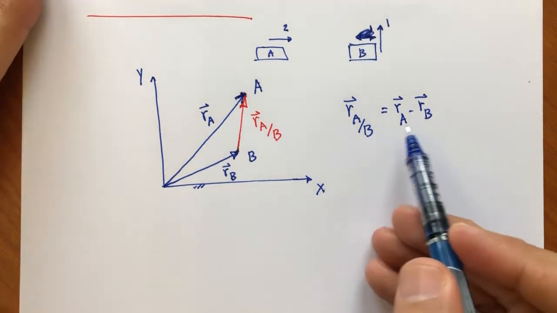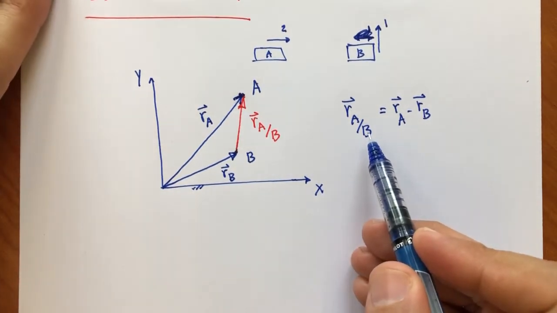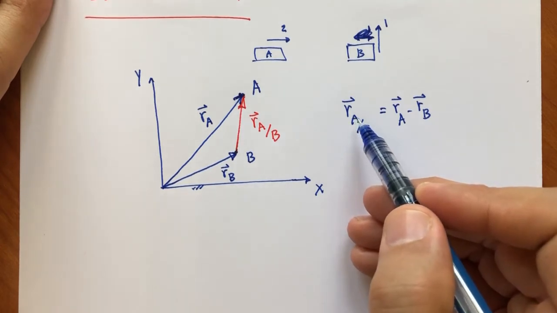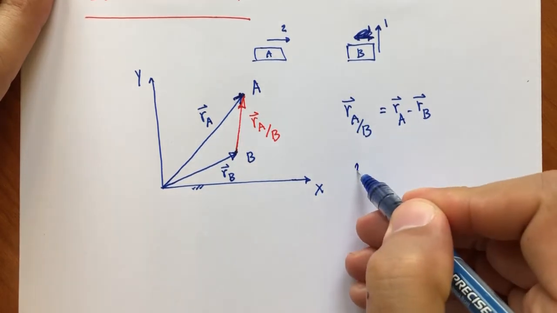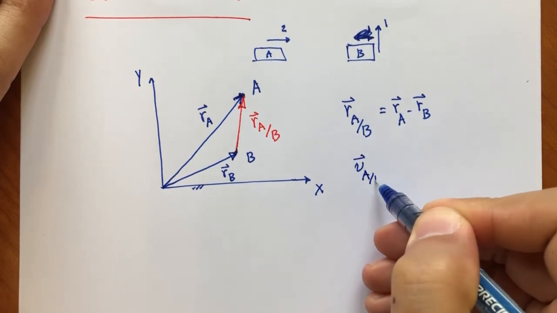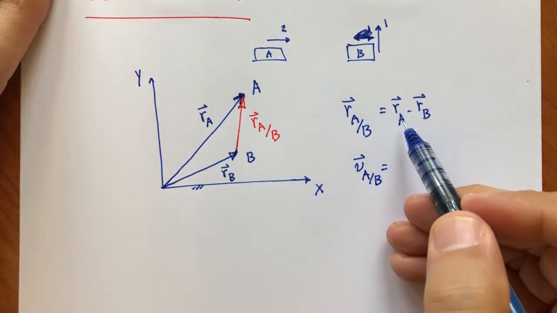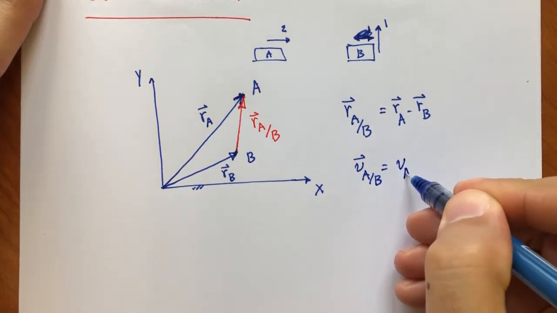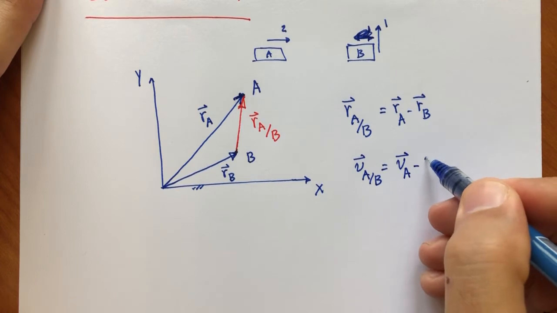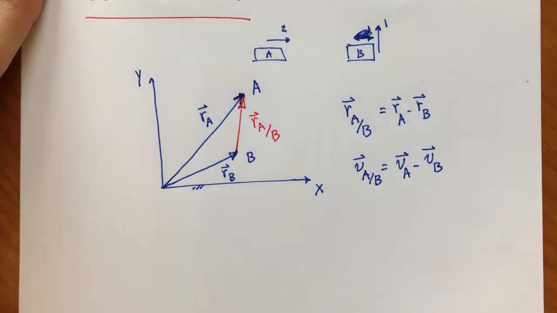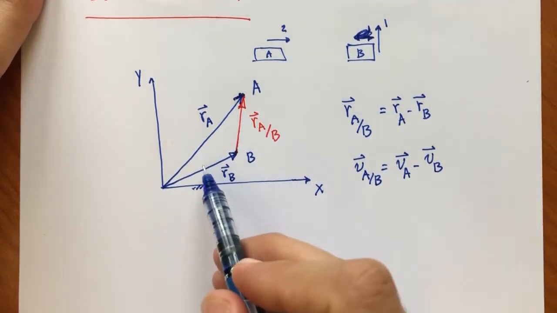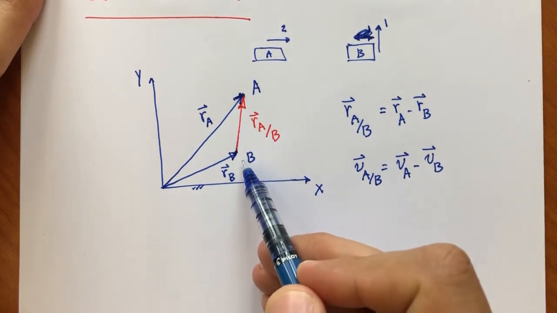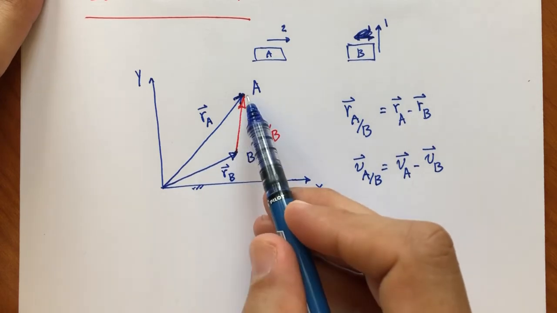Now, if I take a derivative of this equation with respect to time, derivative of R is velocity. So velocity of A with respect to B is going to be equal to derivative of R with respect to time, which is velocity of A minus velocity of B. As simple as that. So if you have two particles which are moving around, to find the relative velocity of A with respect to B, you need to subtract velocity of B from A.